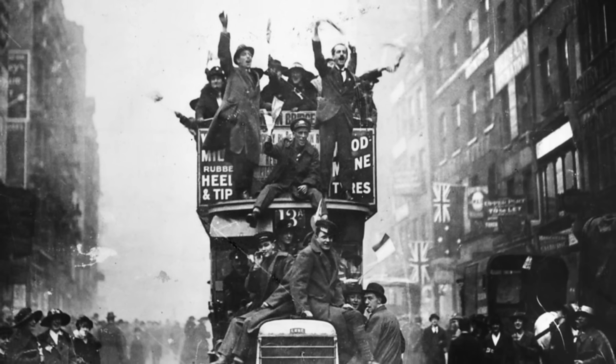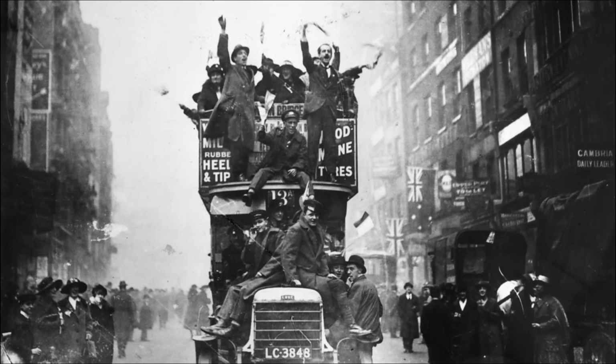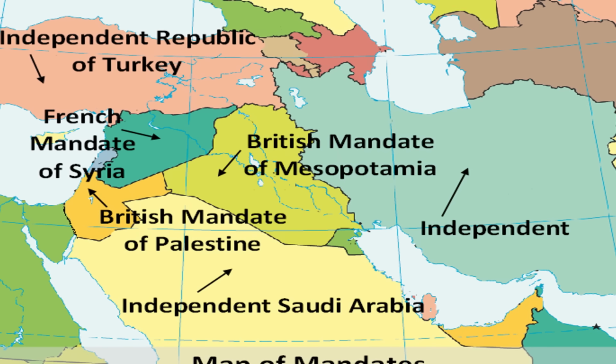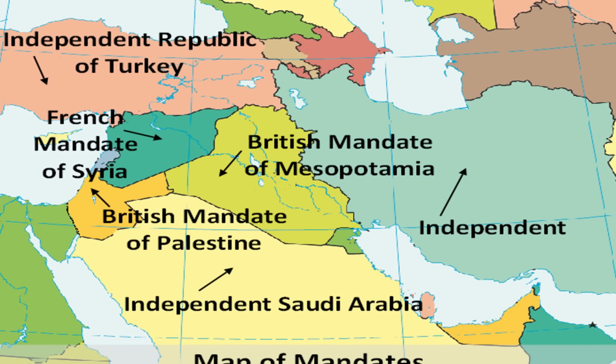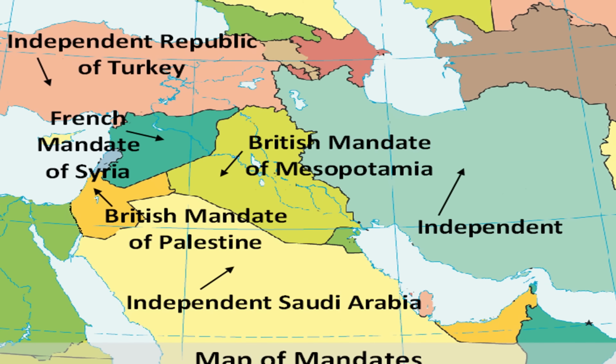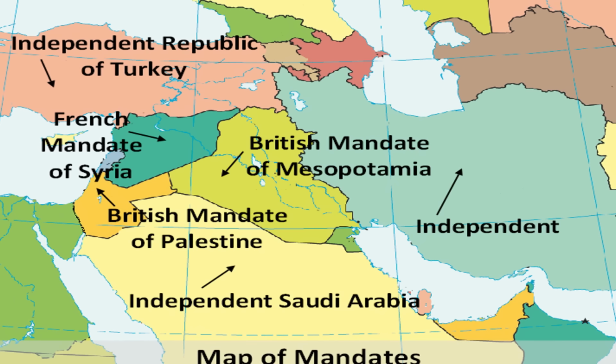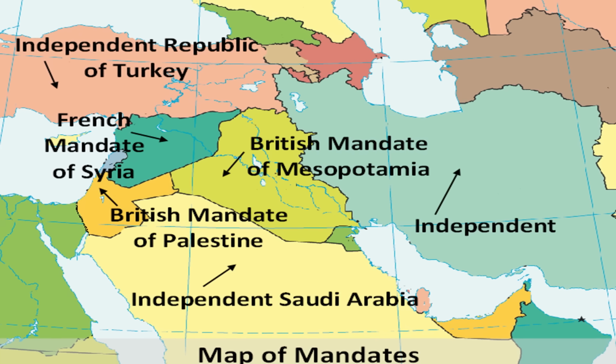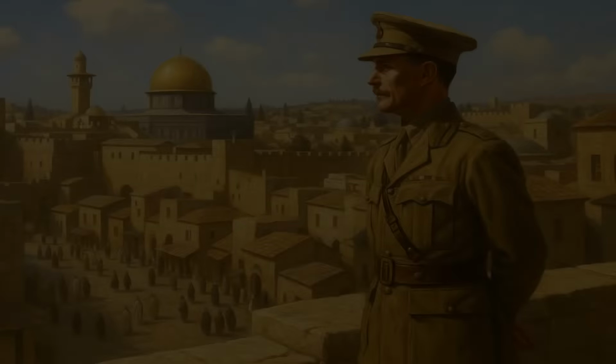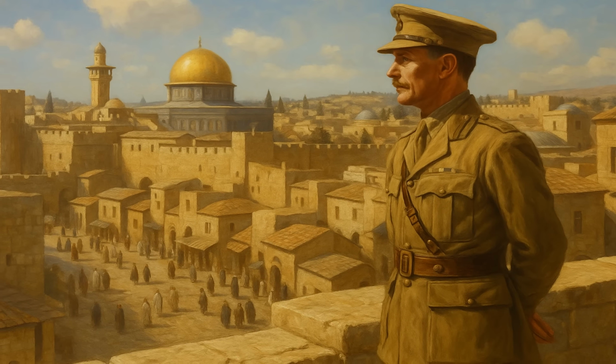The war ended, the Ottoman Empire collapsed, and the victors began to reshape the region. Rather than granting independence, the League of Nations established mandates, a polite term for colonies. Britain took control of Palestine, Transjordan, and Iraq. France took Syria and Lebanon. These mandates were presented as a form of stewardship. In practice, they were outright imperial control.